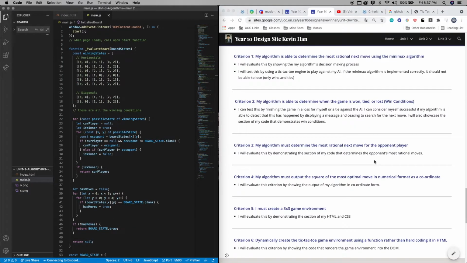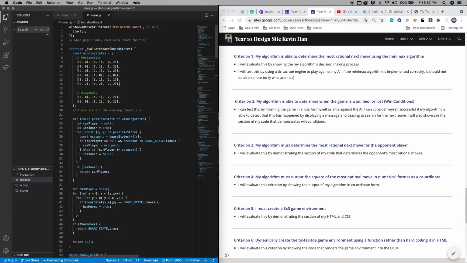The fourth criterion says that my algorithm must output the square of the most optimal move in numerical format as a coordinate. I'll evaluate this criterion by showing the output of my algorithm in coordinate form. I created this criterion because this is a notation that was easy for me to understand instead of just completely relying on ID tags. Moreover, if I were to pursue larger board games, this is very useful because they commonly refer to the different squares on the board using coordinates.